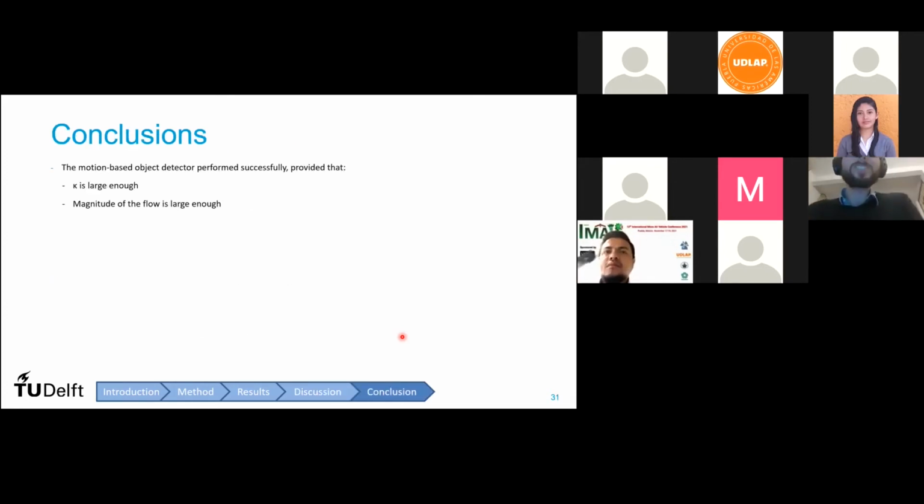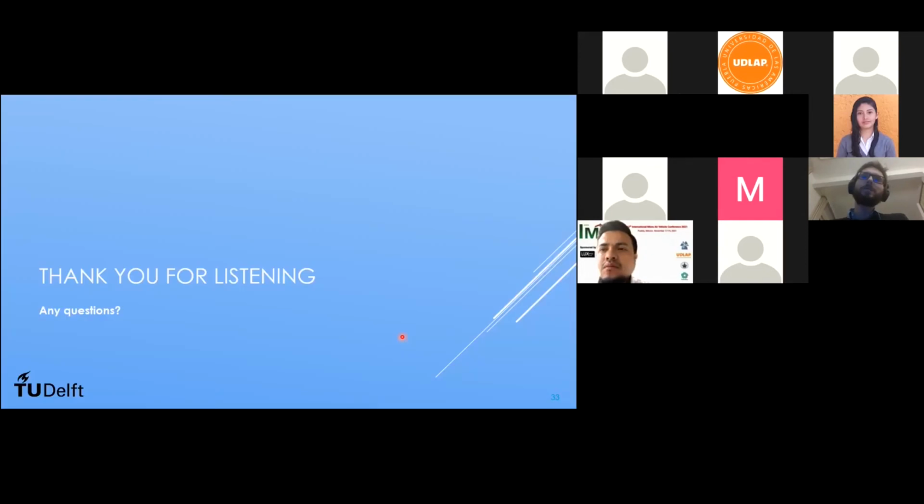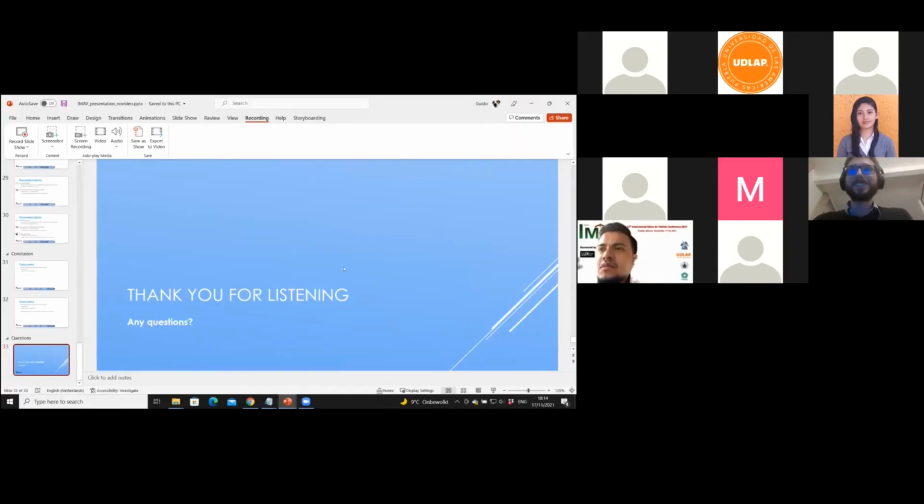Now the conclusions. The motion-based object detector performed successfully, provided that kappa is large enough and the magnitude of the flow is large enough. And so AirSim was very valuable as a tool to make these image sequences. And we have also released the open source code for this. Now, as you can see, I thank you for listening. And if there are questions, I'll be happy to answer them.